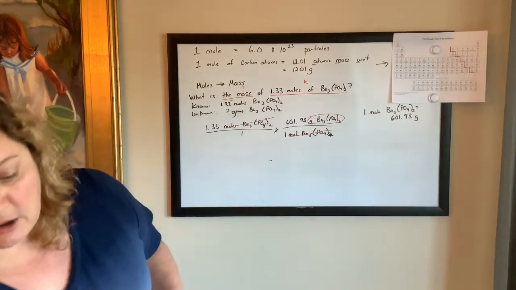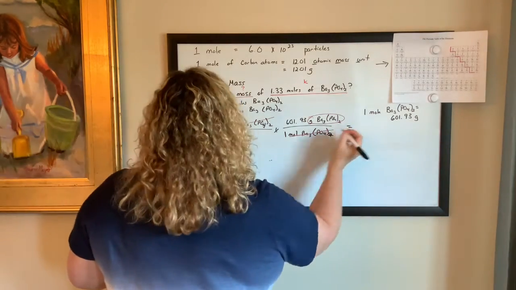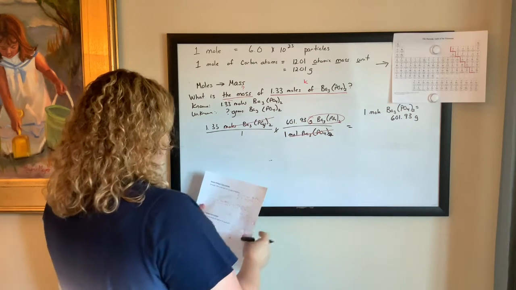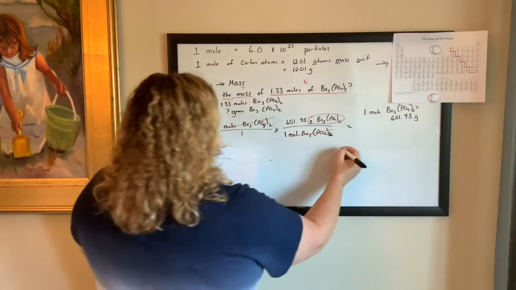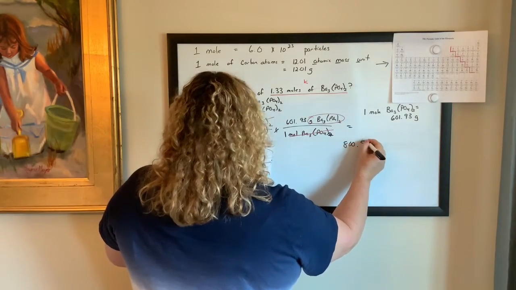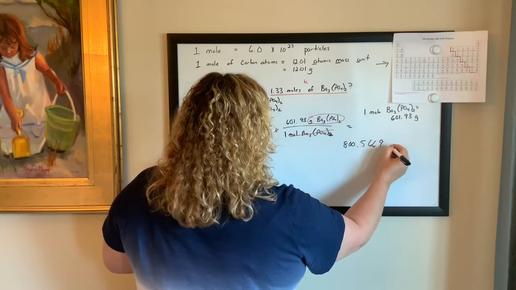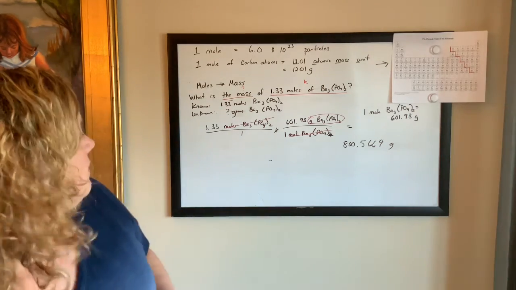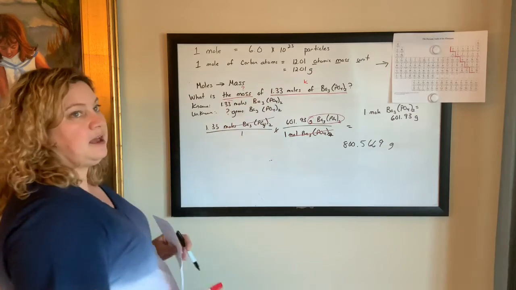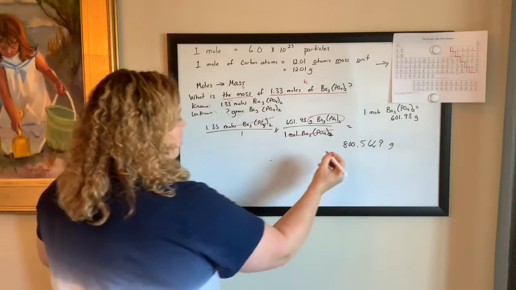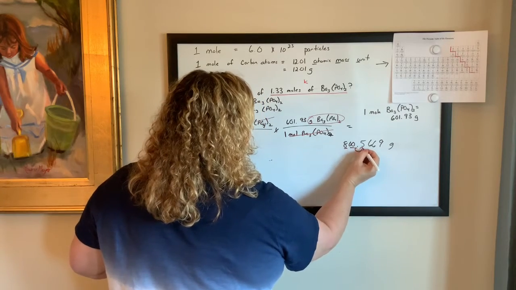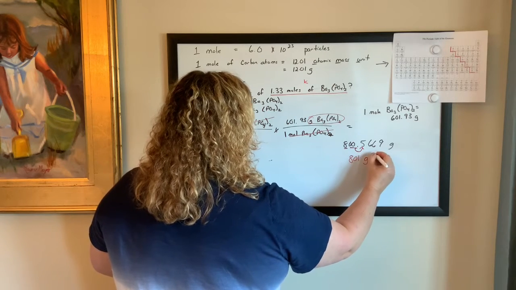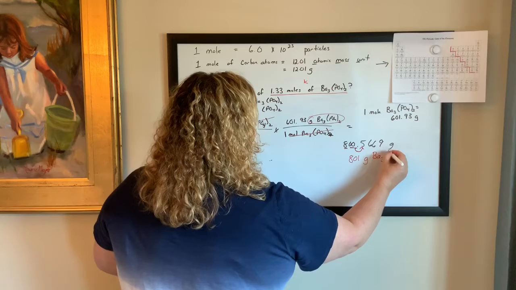So here we go. Get out your calculators and let's do this problem. 1.33 times 601.93 divided by 1. Do the math. You should get 800.5669 grams. Am I done there? Does anyone see a problem? How many sig figs were in this problem? 1, 2, 3. How many sig figs should be in my answer? 1, 2, 3. I look next door. It's a 5, so I round up. So my final answer should be 801 grams of barium phosphate.